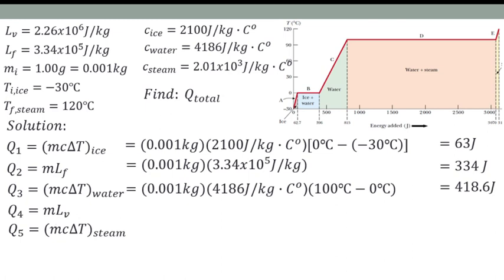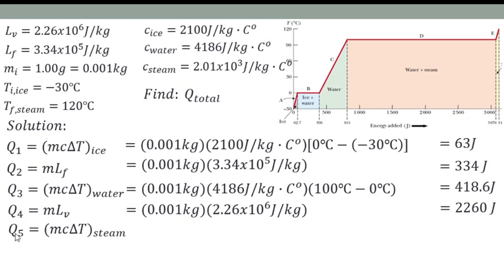Q sub 4 is the amount of heat, again, for a phase change, and this phase change is from water going to steam. Therefore, we will be using the formula of mass times latent heat of vaporization. By substitution, that is 0.001 kilogram times the value of L sub V for our water, and it will have a result of 2,260 joules. And for the last process, we have our steam that is initially at 100 degrees Celsius going to its final temperature, which is 120 degrees Celsius.